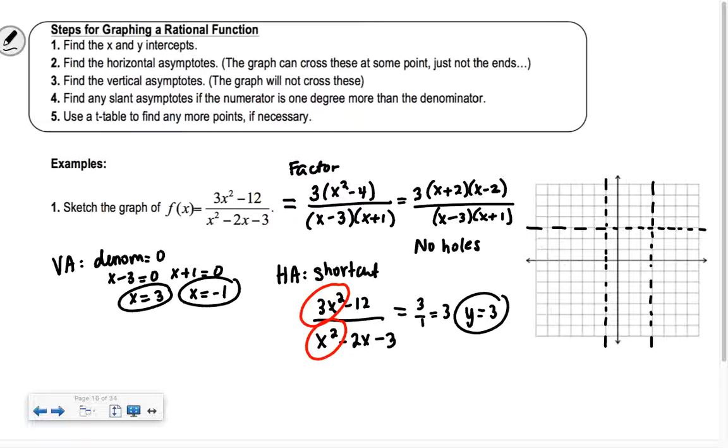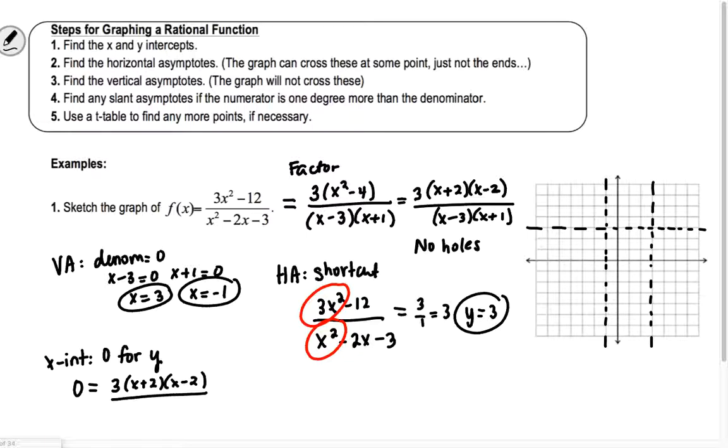So now let's find the x and y intercepts. So x-intercept. So just like when we did the equations of lines, we plug in 0 for the y. So we're going to have 0 equals, and I'm going to use that factored form, so I'm going to say 3 times x plus 2 times x minus 2 over x minus 3 times x plus 1. So I factored it completely.